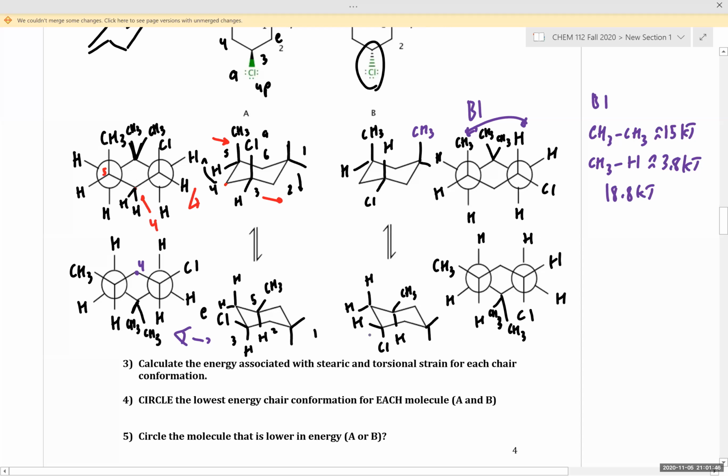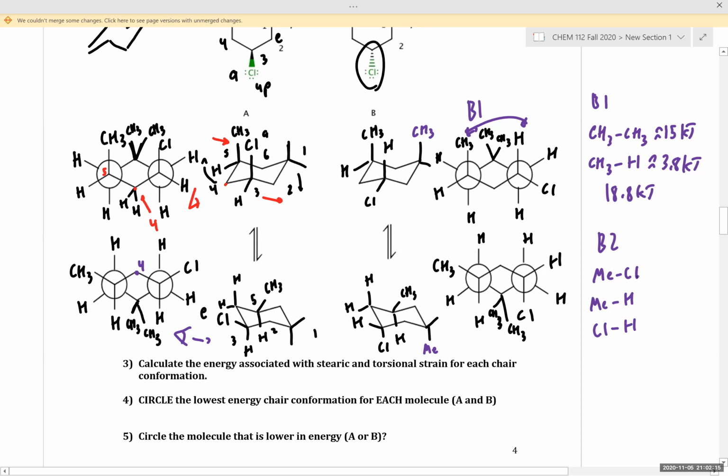Okay, the next thing we have to look at is in structure B2, what interactions do we have? In this case, as we notice, we have a methyl chlorine 1,3 diaxial interaction. We have a methyl hydrogen 1,3 interaction and a chlorine hydrogen 1,3 interaction.